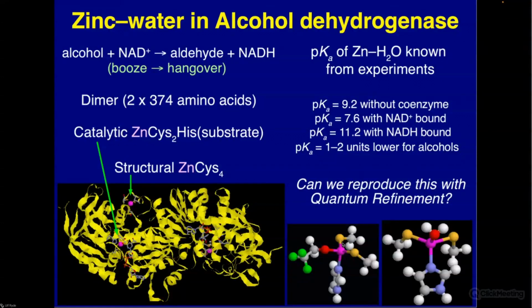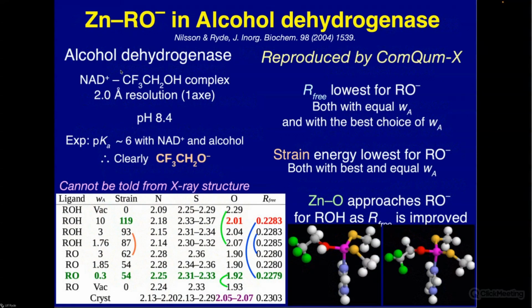And from kinetic data, we know that the pKa of such a complex should be about 6, and the crystal structure was collected at pH 8. So that means that the ligand should be alkoxide, so deprotonated alcohol, rather than alcohol. And then we see if we can reproduce this with our quantum refinement.